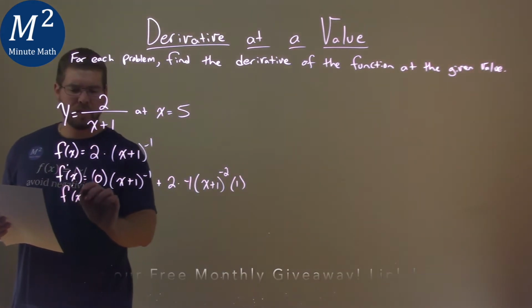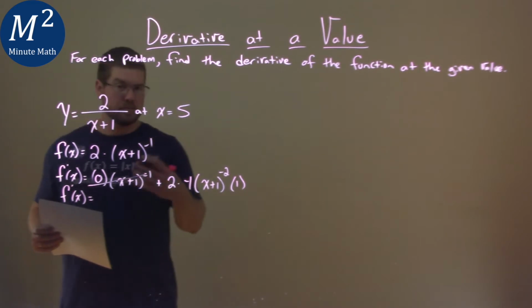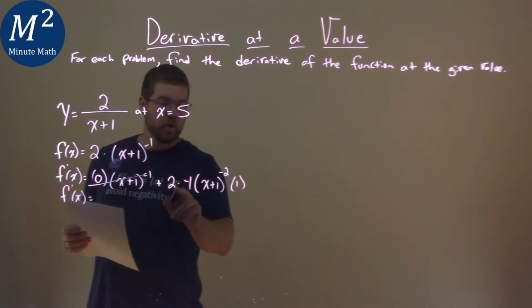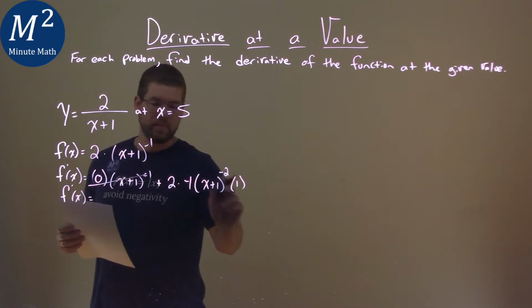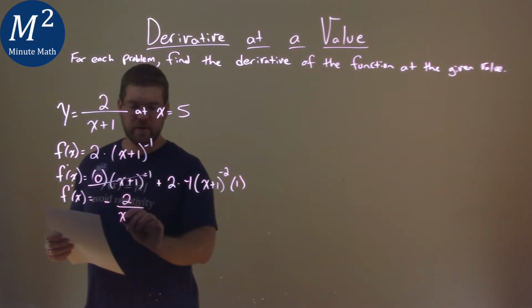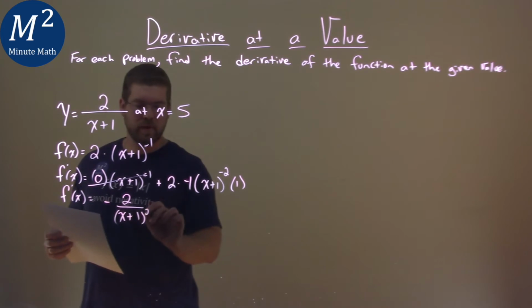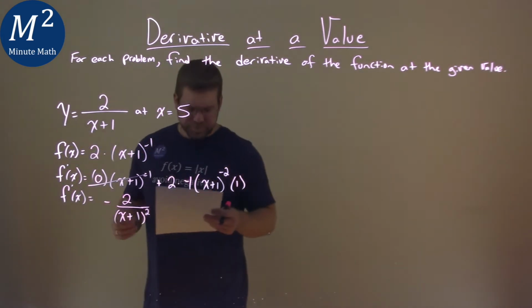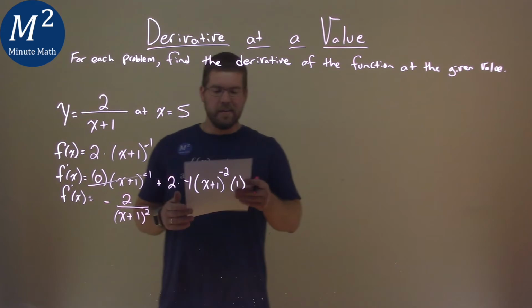F prime of x here, well, 0 times anything is 0, so that cancels out. Our numerator is 2 times negative 1 times 1, which is a negative 2, all over our denominator, x plus 1, and it's going to be squared instead of a negative 2 power. Alright, making sure I'm on the right track, and we're still good.